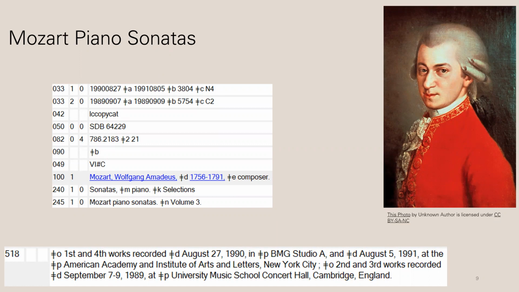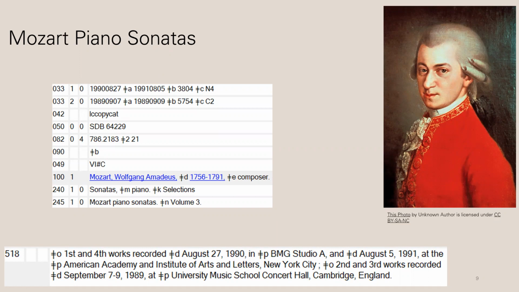The Library of Congress Geographic Classification Area Code in subfield B, 3804 is for New York, and subfield C, the Library of Congress Geographic Classification Sub-Area Code, N4 is for New York City. The second 033 field has 2 as the first indicator, which means that there are a range of dates, and 0 is the second indicator, which means there is no information provided for the type of event. In subfield B, Library of Congress Geographic Classification Area Code 5754 is for England, and subfield C, the Library of Congress Geographic Classification Sub-Area Code C2 is for Cambridge.